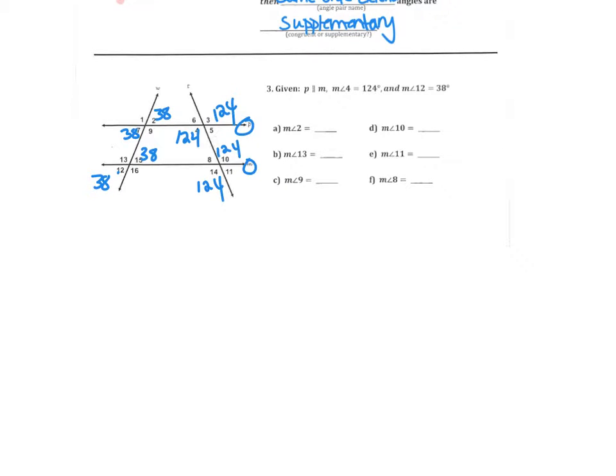So the next thing I want to do is write in my linear pairs. I would take 180 and subtract 124, and I get 56. So in a different color, I'm going to put 56. On the other side, I'm going to take 180 and subtract 38 for my linear pairs and find out that my missing angle is 142.